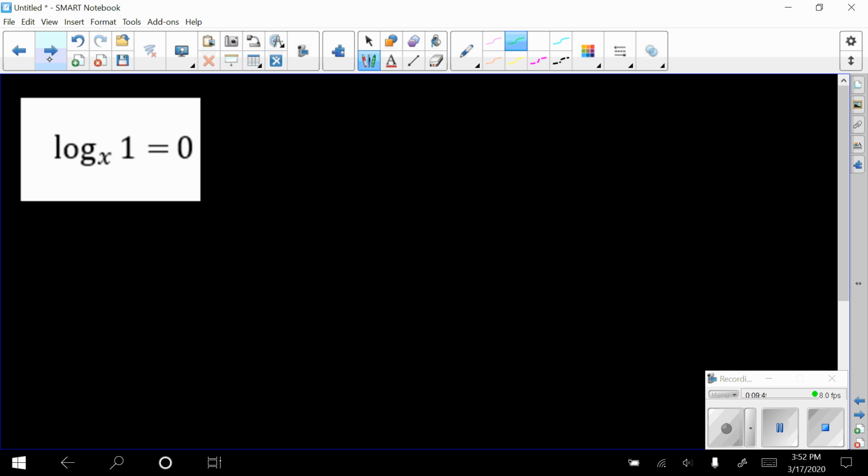Another quick property is this one. Log base x of 1 equals 0. Again, convert it to exponential and it makes perfect sense. Your base is x, your exponent is 0, equals 1. One of your properties of exponents is that whatever some base to the 0 power equals 1. That's always true. You can test anything. 2 to the 0 equals 1. Property.